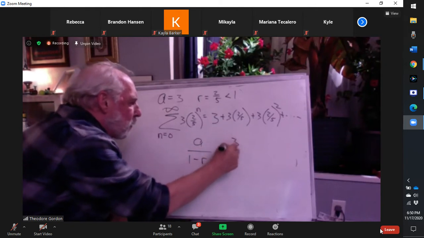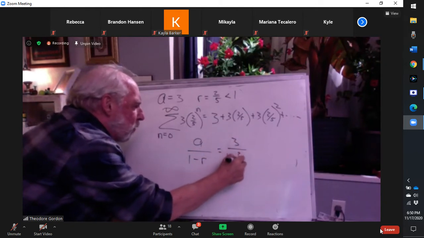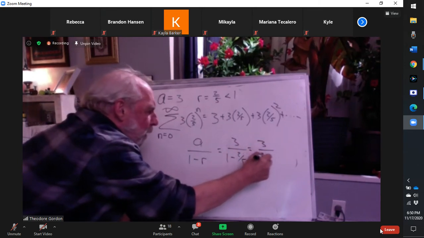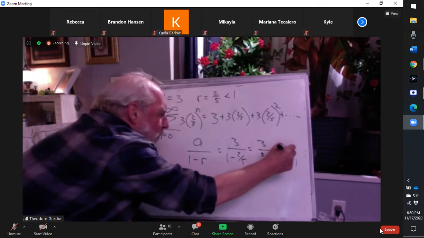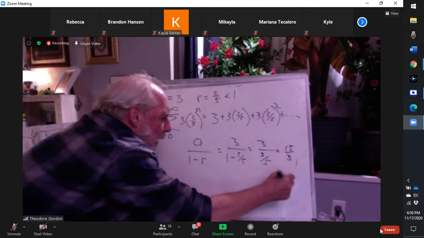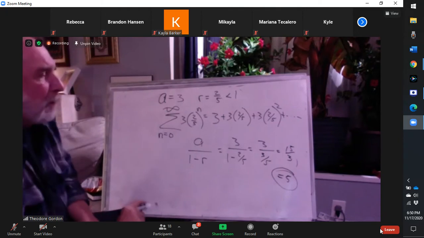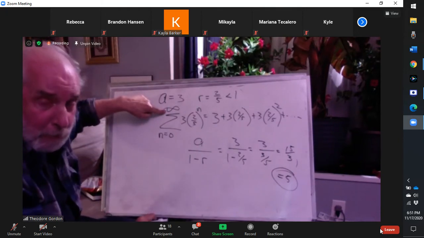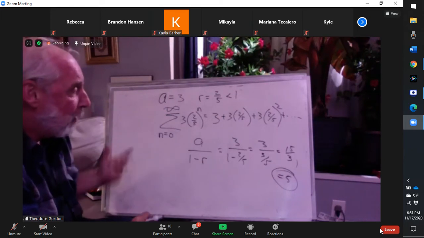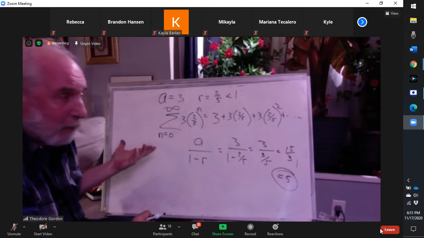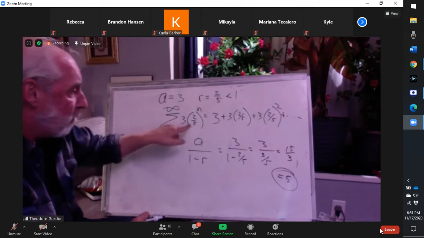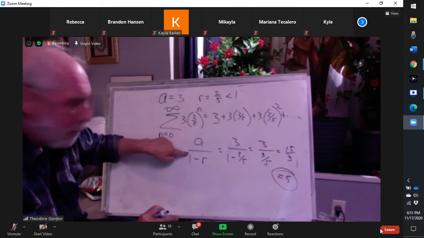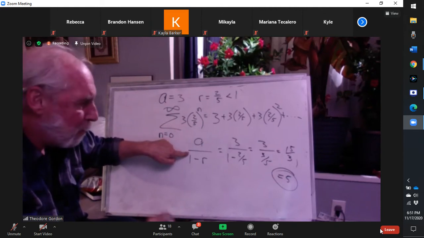So that's going to be 3 over 1 minus 2/5. So that's going to be 3 over 3/5. And so that's going to be 15 over 3, and that will equal 5. So this infinite series adds up to 5, but only if you go all the way to infinity. So finding the sum of an infinite geometric series, you can tell if it converges just by looking. If this number is less than 1, yes, it converges, and it will actually add up to that number right there.